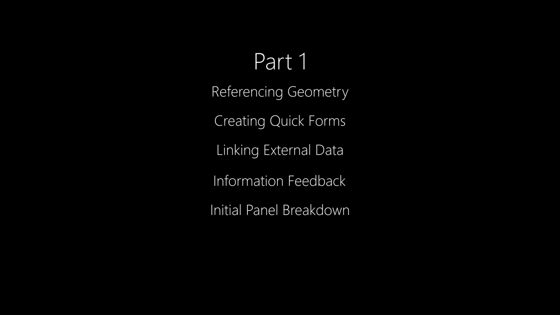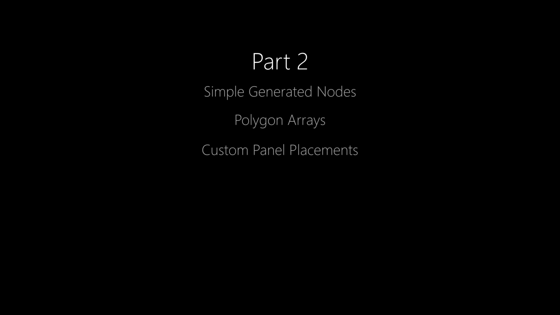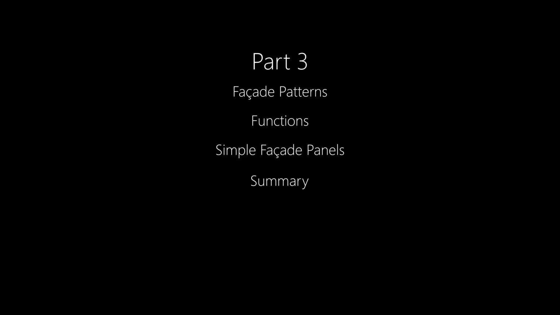As a recap, in part 1, we referenced some geometry, we created some quick forms, we linked that to some external data, we looked at some information feedback, and we did some initial panel breakdowns. In part 2, we generated some simple polygon nodes, we generated polygon arrays, and we looked at some custom panel placements. So in part 3, we're going to start with facade patterns, we're going to utilize functions, we're going to create simple facade panels, and then we'll look at a summary.